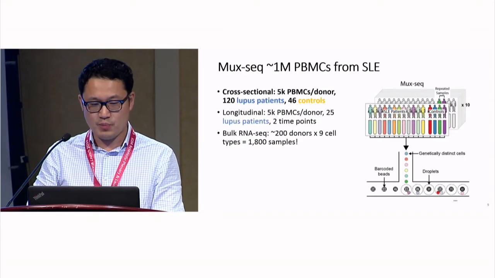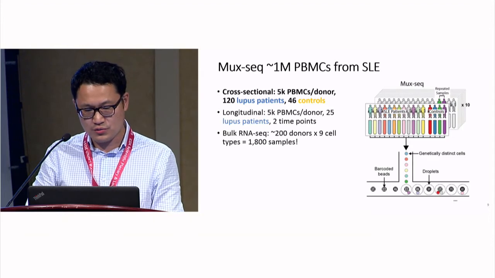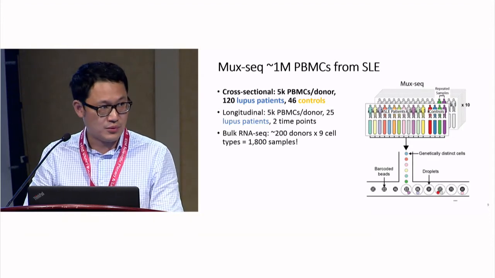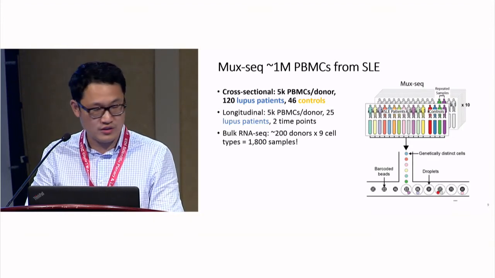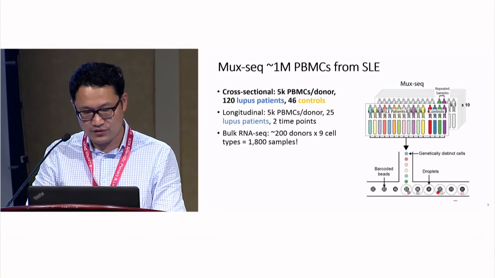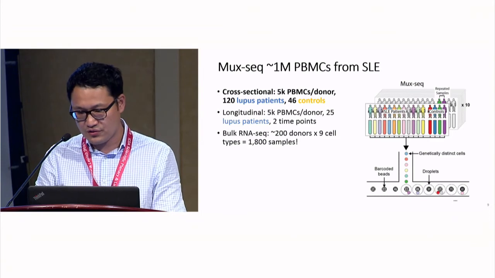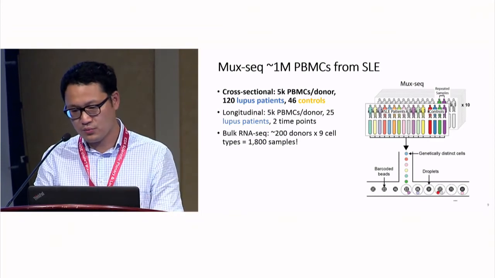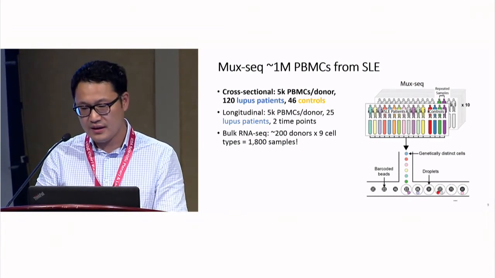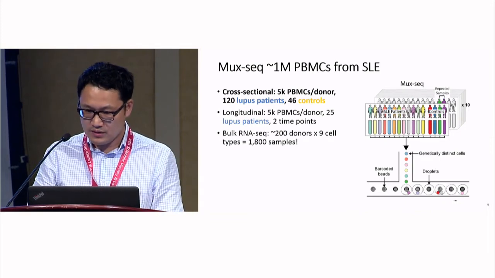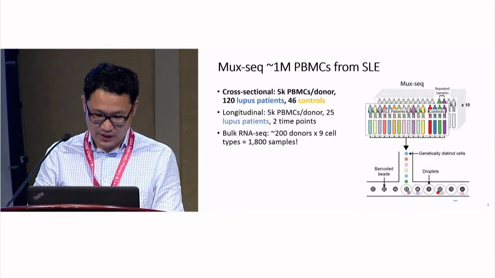So here's how we did the experiment. We had 2 arms, a cross-sectional and a longitudinal arm. In the cross-sectional arm, we sequenced about 750,000 cells. In the longitudinal arm, we sequenced about 250,000 cells. So it's about 1 million cells total. The way we did it is we multiplexed 16 donors at a time. And for subsequent runs, we always had 2 healthy controls that were replicated, which allowed us to estimate the performance of our demultiplexing algorithm.